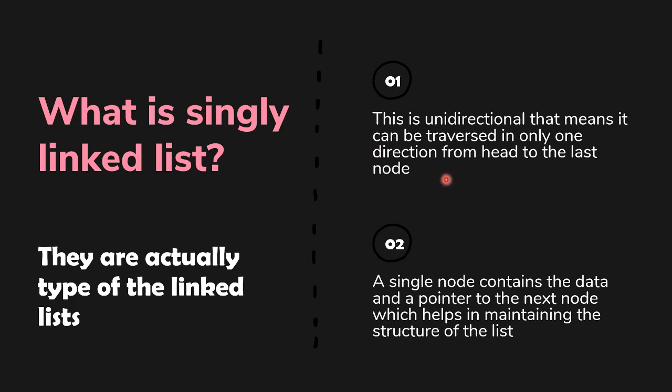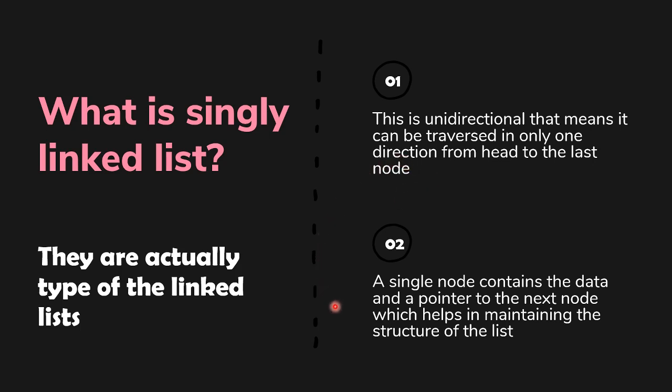So if you want to traverse your linked list from head to the last node, then you can do. But if you want to traverse your linked list from last node to head, then this is not possible, because singly linked lists are unidirectional. That means you are allowed to traverse in only one direction, and that direction has already been specified, from head to the last node. We'll see the reason for this, why we can traverse only from head to the last node and not the opposite, in the next slide.